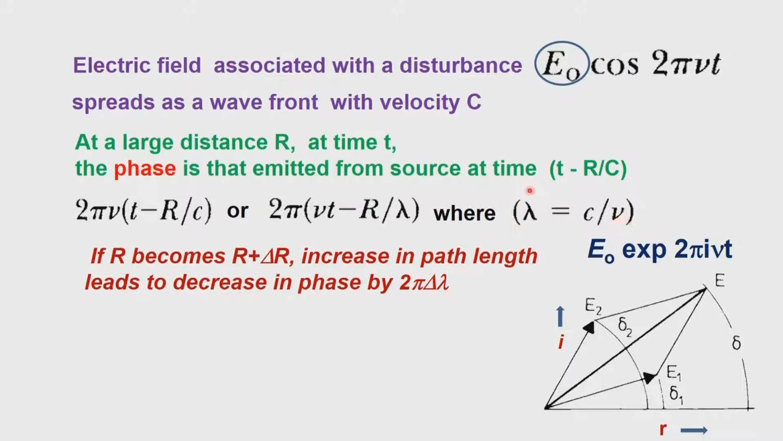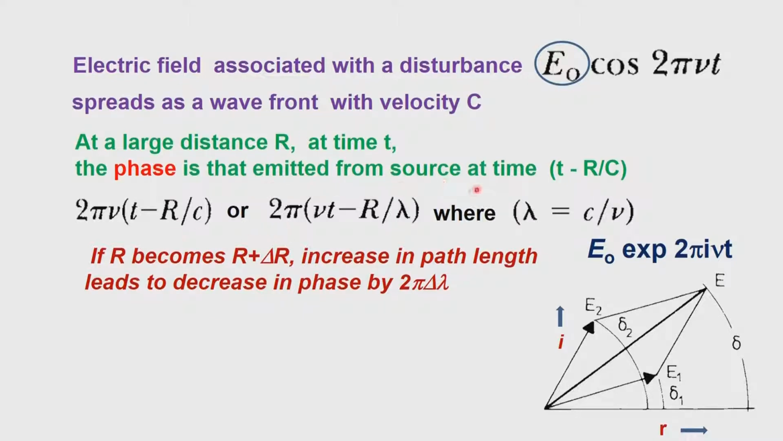There was a mistake yesterday while writing this down, even though I explained it as lambda equals c by nu. So, lambda is defined as the velocity of light divided by the frequency. We have also noted that the frequency will not change after scattering, that is, in coherent scattering.